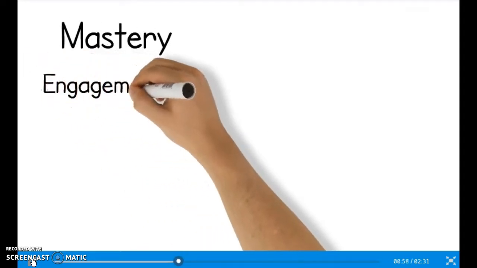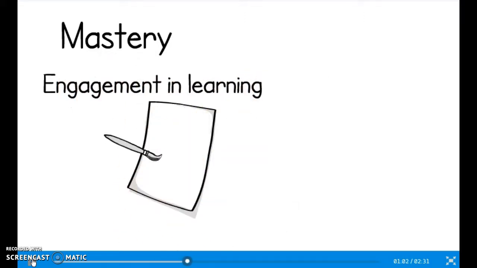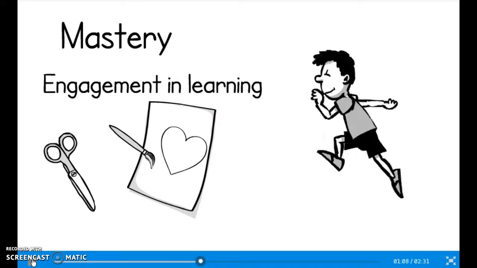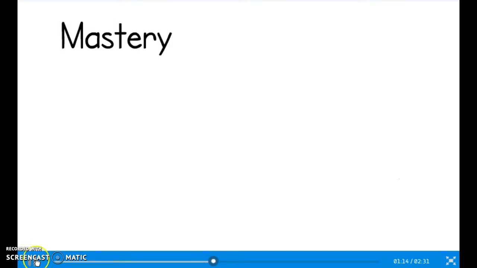Mastery. Engagement in learning is very important for youth to master a topic. They need to be given the tools. They need to be able to actively do it themselves. They need to believe that they are capable, and they need to experience success at solving problems and meeting challenges. That means they need to be given the opportunity to do so.